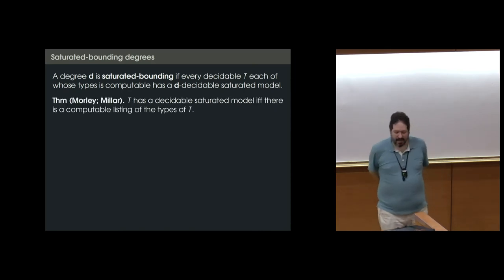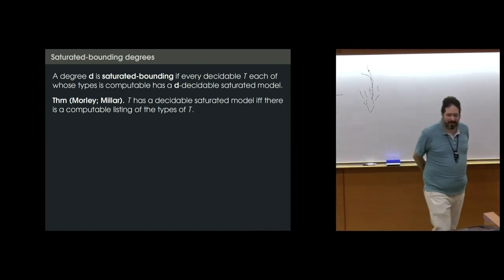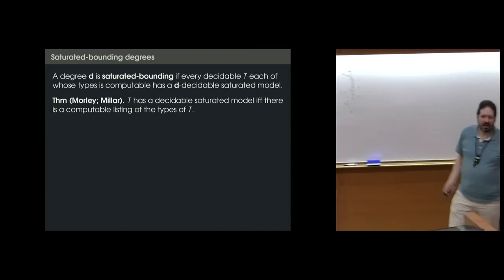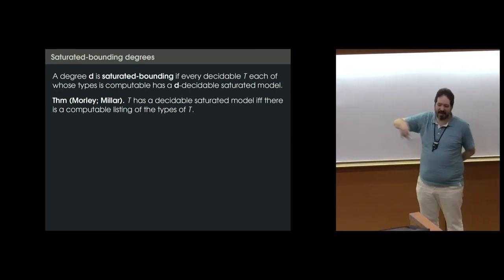So Morley and Millar independently show that T has a decidable saturated model if and only if there's a computable listing of all of the types of T. So that's exactly what I said before. If I can actually list all the types, then I get a decidable saturated model.